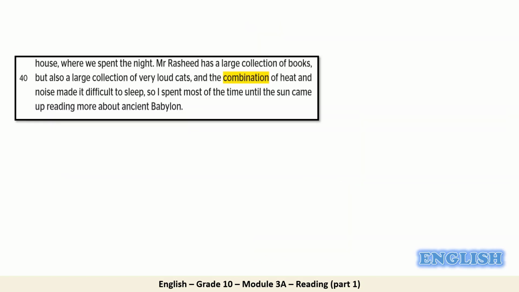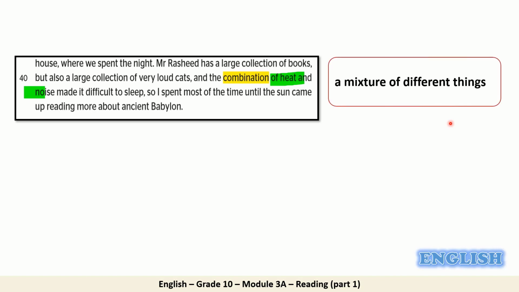Moving on to the last vocabulary, dear students, let's read the sentence here. Mr. Rashid has a large collection of books, but also a large collection of very loud cats, and the combination of heat and noise made it difficult to sleep. So here the context that helps us identify the meaning is heat and noise. So what is combination? Combination means a mixture of different things. Well done students, so far you are doing a wonderful job.